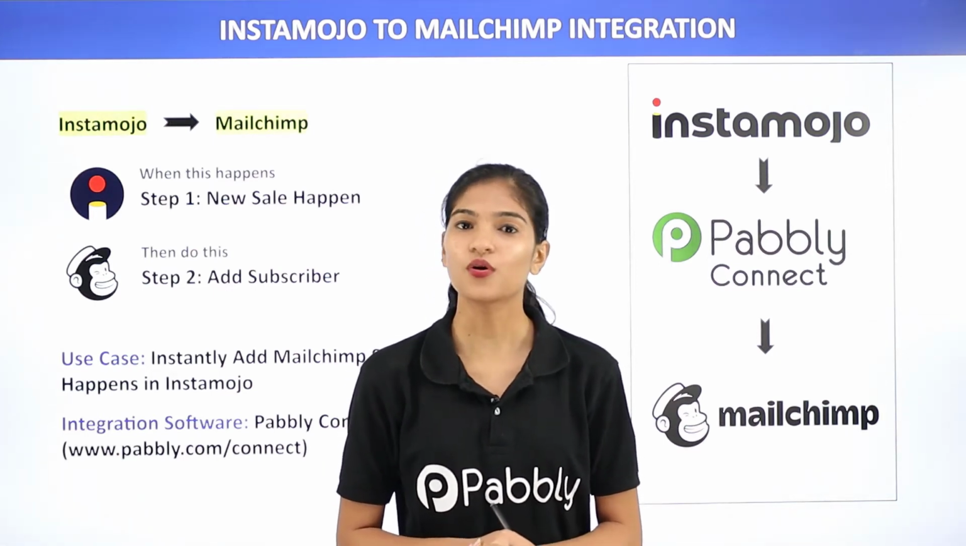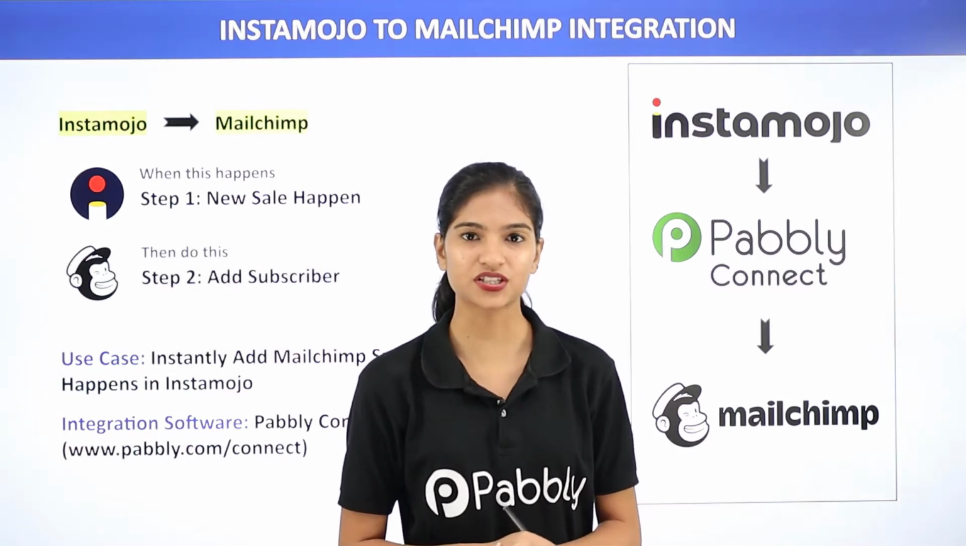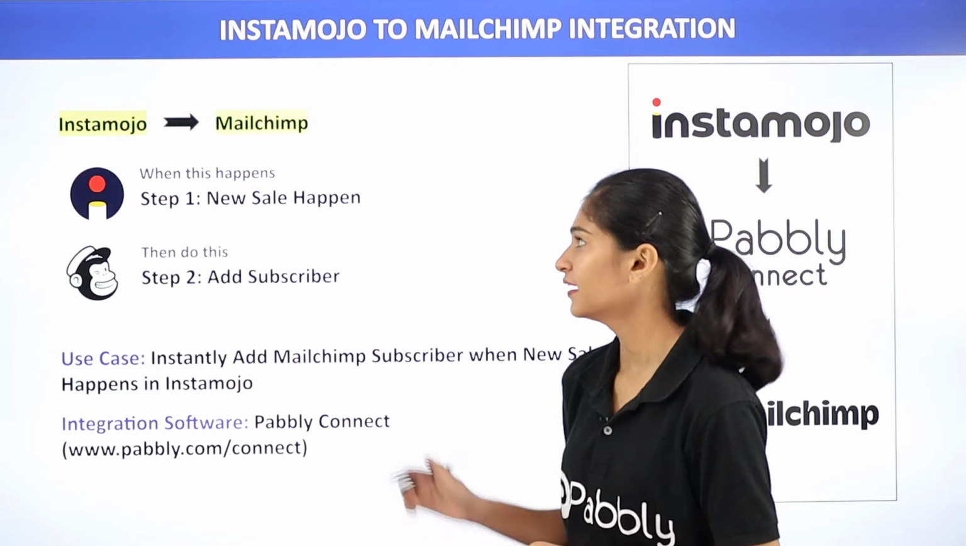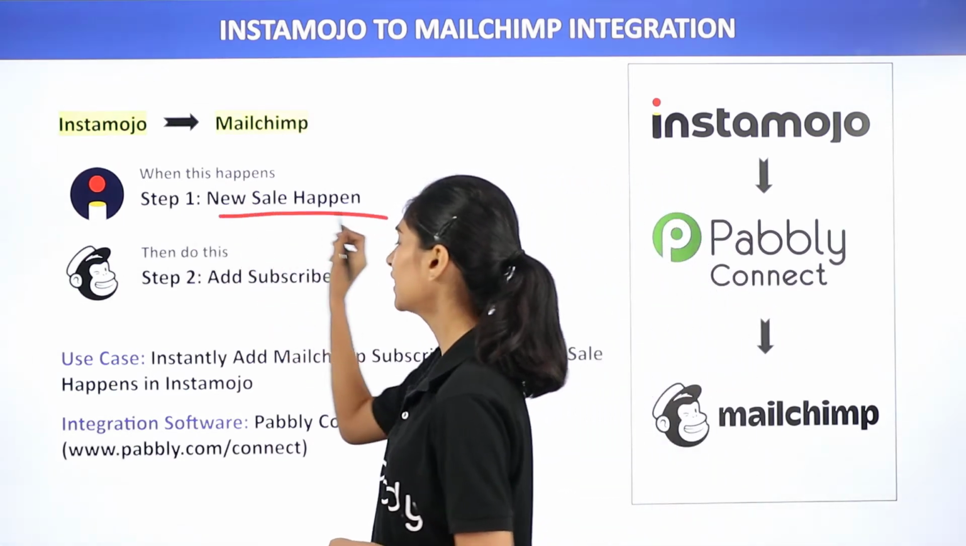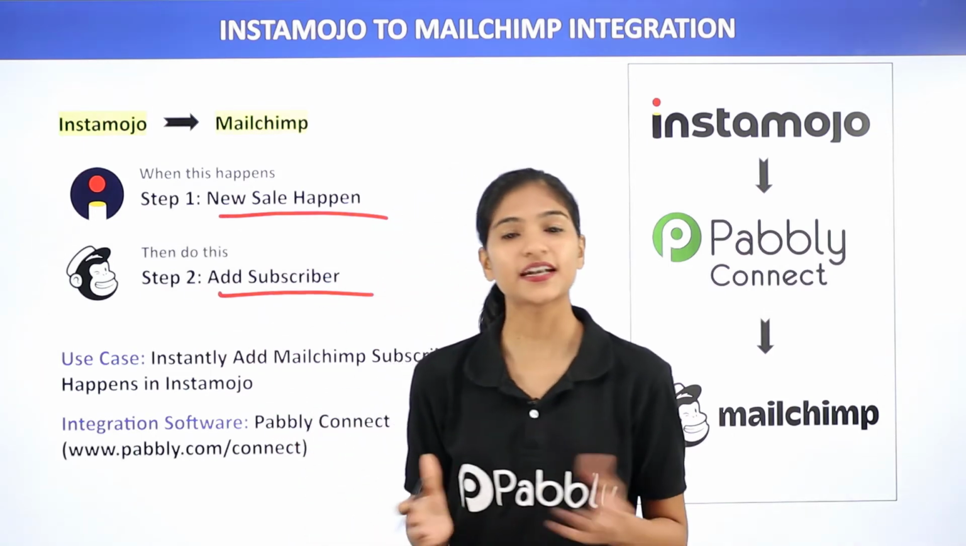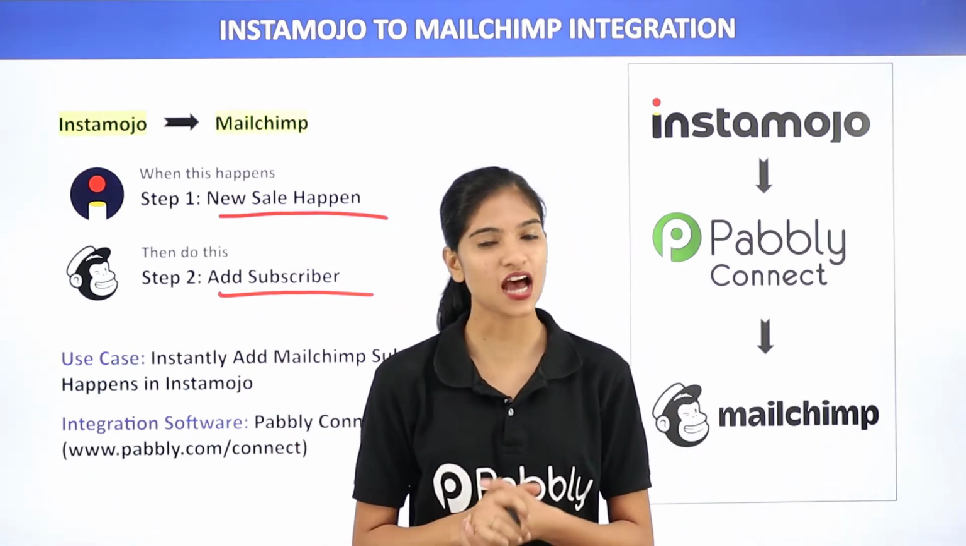Today in this video, we are going to integrate two software applications, InstaMojo and MailChimp. So the use case here is that whenever a new sale happens in InstaMojo, automatically add a subscriber in MailChimp. Let us know what these two software applications are all about.